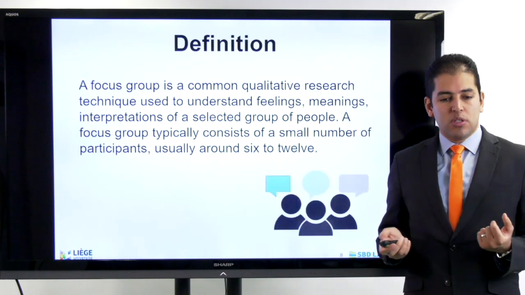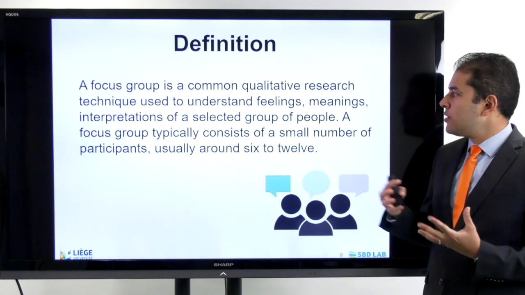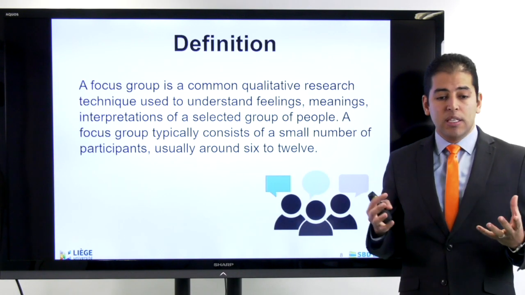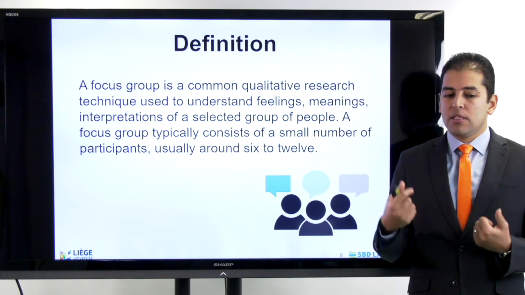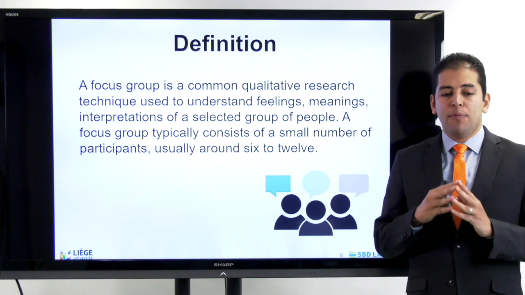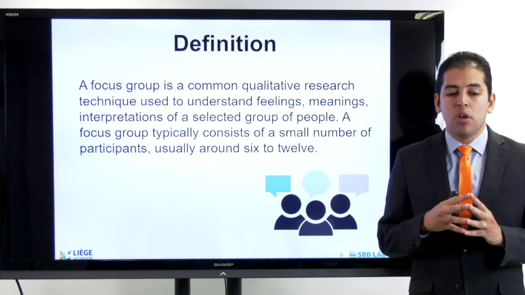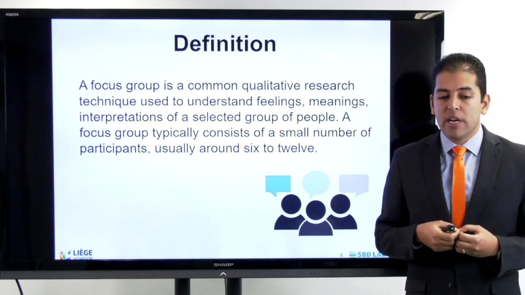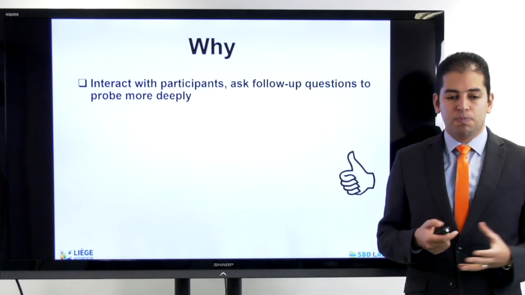What are focus group discussions? A focus group is a common qualitative research technique used to understand feelings, meanings, and interpretations of a selected group of people. A focus group typically consists of a small number of participants, usually around 6 to 12.